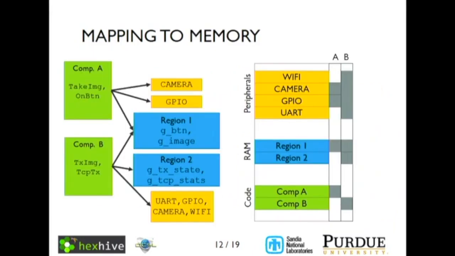We then map this to memory. Each code region gets mapped to a code region and becomes the foundation of a compartment. And then each of the peripheral regions and data regions would determine the permissions shown on the right under A and B. You'll notice that when we merged the Wi-Fi and GPIO, because of their locations and restrictions on the memory protection unit, we also picked up the camera and the UART.